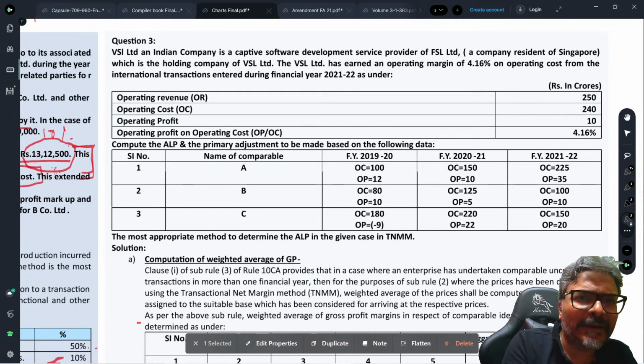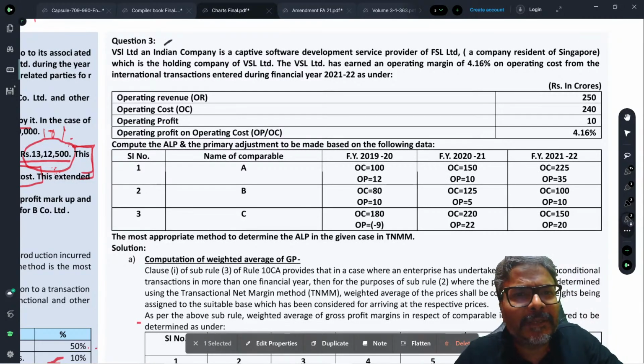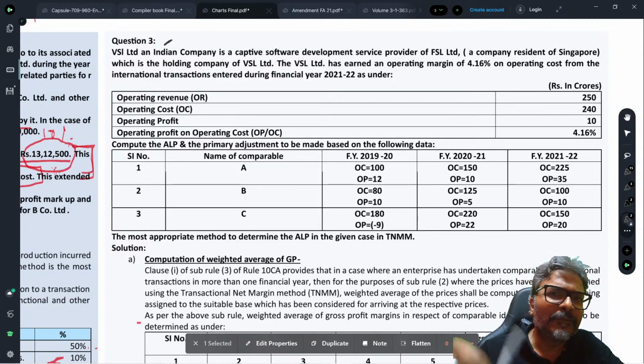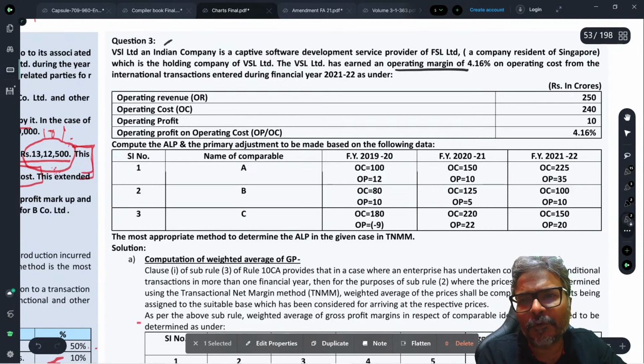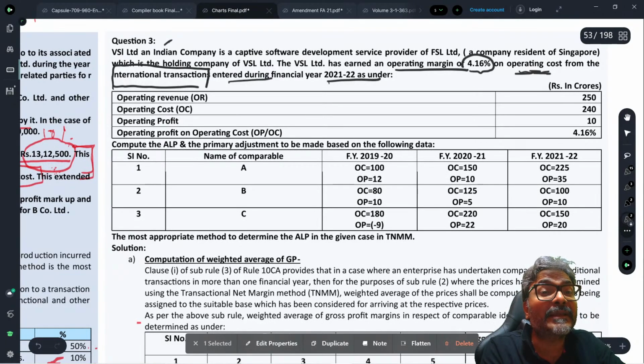So in the chart, students, you will find this particular VSI Limited question. What it says: VSI Limited, an Indian company, is a captive software development service provider of FSL Limited, a company resident in Singapore, which is a holding company of VSL Limited. So holding company means this relationship is established, AE relationship. VSL has earned an operating margin of 4.16 on the operating cost from the international transaction entered during the financial year 21-22 as under.